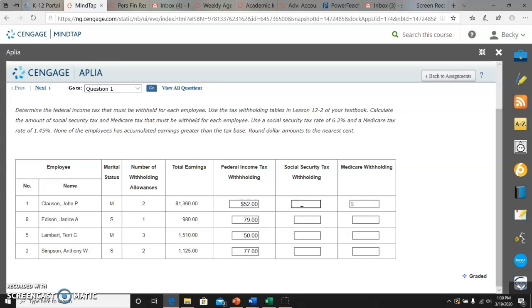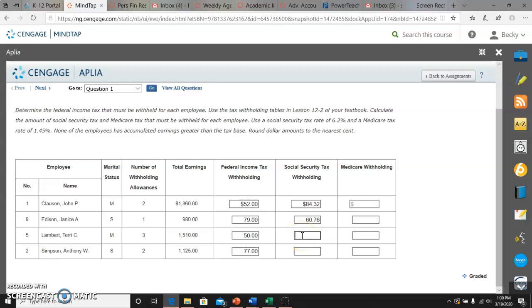Then I'm going to do the Social Security tax. So I'm just going to put 0.062 in my calculator. And I'm going to multiply that 0.062 times their total earnings. So 1,360 times 0.062 is 84.32, if we round. For Janice, it's 60.76.